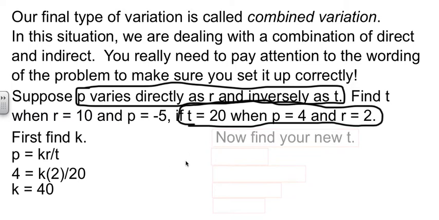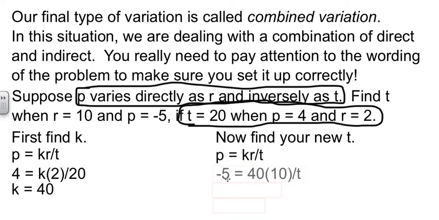Well, if K is 40, now I can find my new value for T using the same equation. P is negative 5, K is 40, R is 10 from here. Multiply the T over, negative 5T equals, cleaning that up, 400. Then a little division tells me that T equals negative 80.